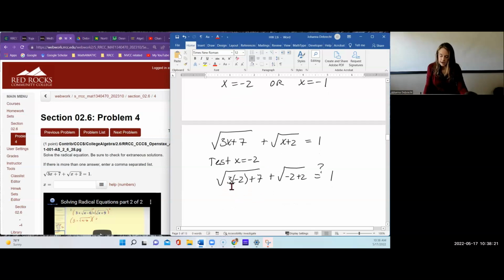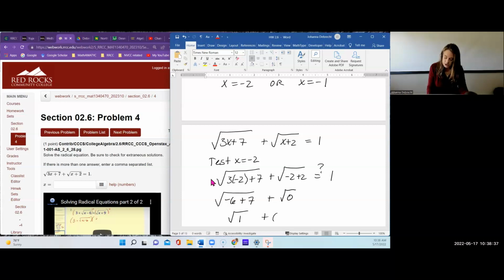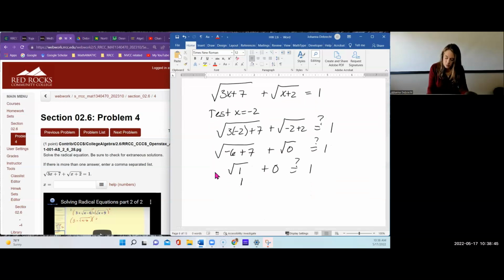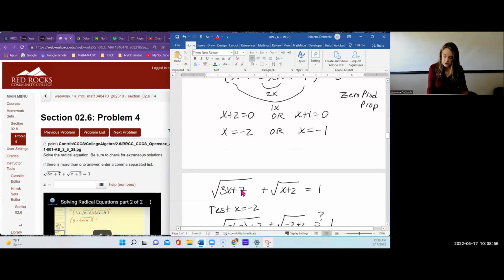In this case, I get 3 times -2, which is a -6. -6 plus 7 is going to give me the square root of 1. -2 plus 2 gives me 0, so I have the square root of 0, which is 0. This gives me 1 equal 1, which definitely checks. And that lets me know that it does in fact work. That means that x equal -2 is a solution, so I can circle that one up. That doesn't mean the other one works.